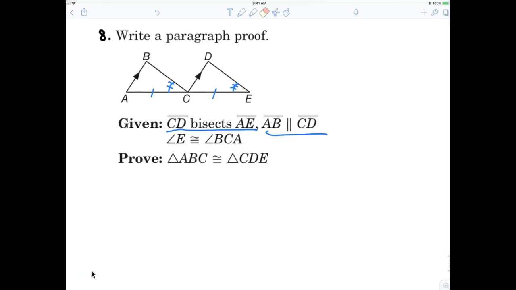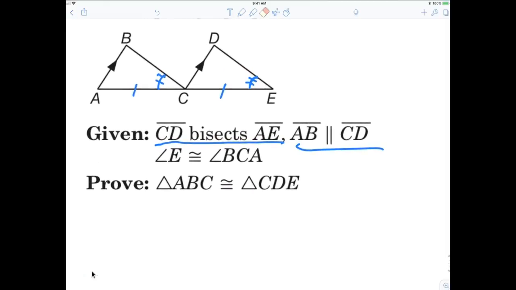So the thing that we would know from here, after I write the given down and have it all marked, is what? Sam, what could I say? Angle A is congruent to angle BCD.